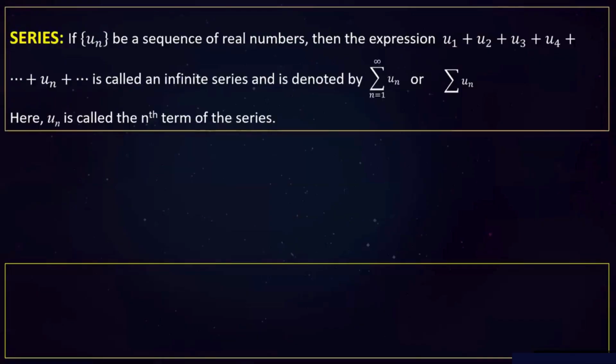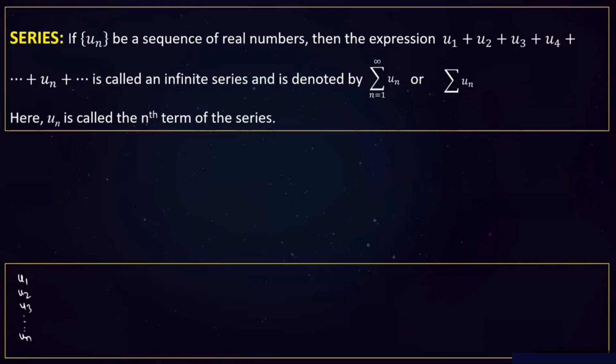Now let me first define what a series is mathematically. For example, as we discussed, when you are given a sequence of real numbers, let us say un is a sequence of real numbers. If you know the sequence, you can clearly write all the terms of that sequence, like u1, u2, u3. These are all different terms of the sequence. u1 is the first term, u2 is the second term, like this.